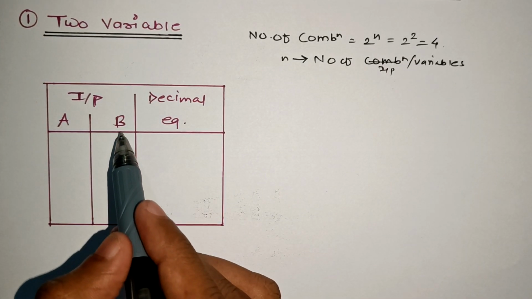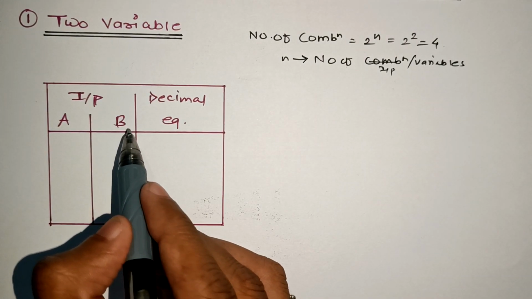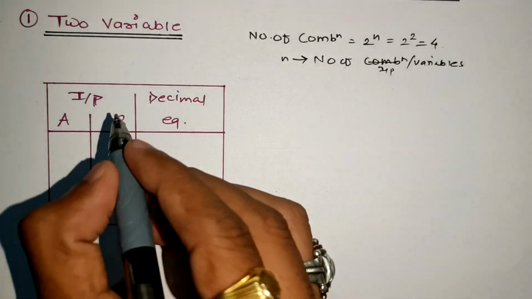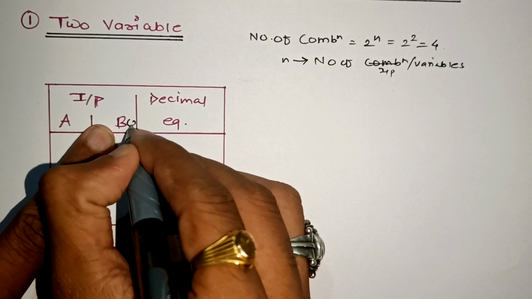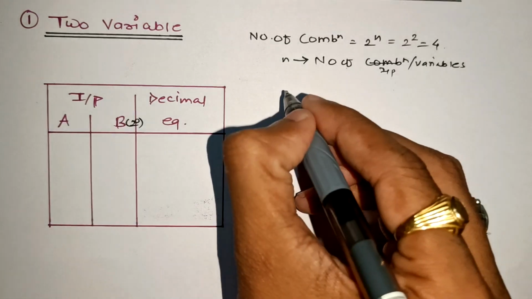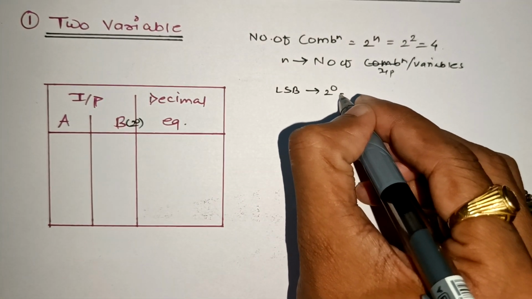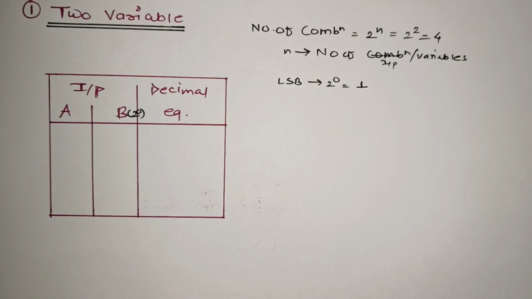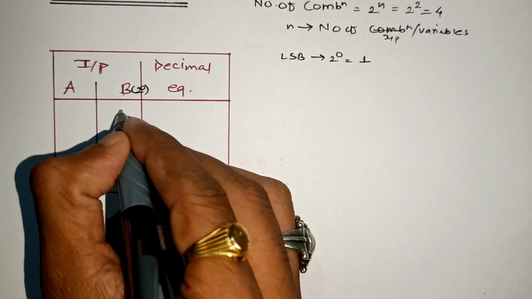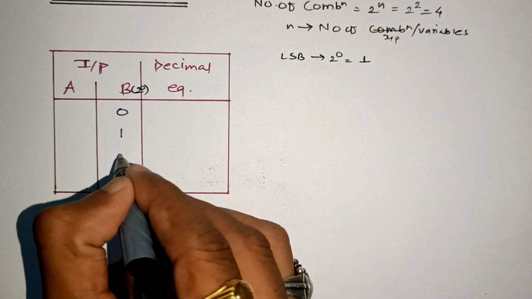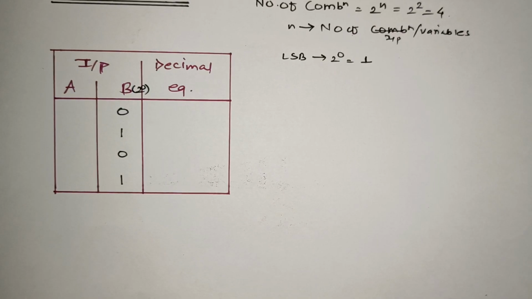That's why we should start with b. Now here b is the LSB bit, that stands for least significant bit, and a is our most significant bit. So whenever we're dealing with the LSB, it should be multiplied with 2 raised to 0, and this 2 raised to 0 will be 1. So there will be a difference of 1 bit. So you should write b with a difference of 1 bit, starting with 0, then 1, then 0, then 1. So alternately it is toggled for 1.